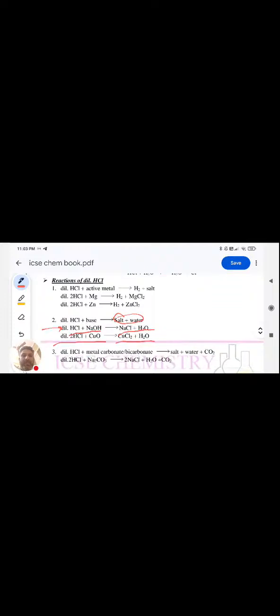And hydrochloric acid is an acid, so acids usually react with bases to form salt and water. So these are the examples here. When HCl reacts with NaOH, it forms sodium chloride and water. And when HCl reacts with copper oxide, it forms copper chloride CuCl2 and H2O.